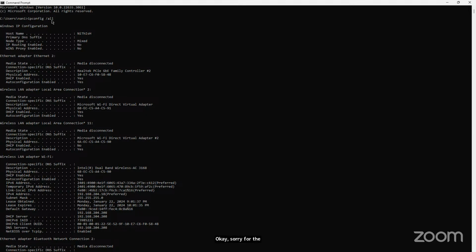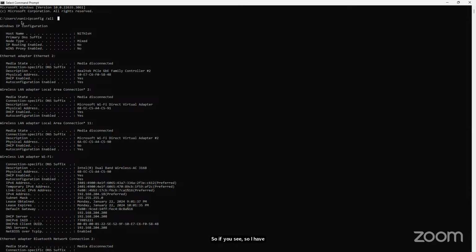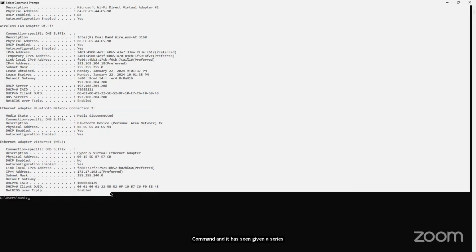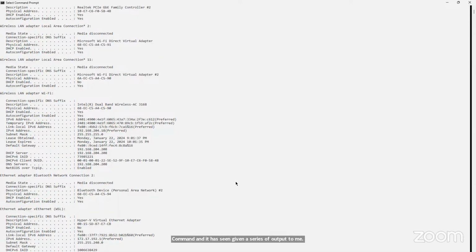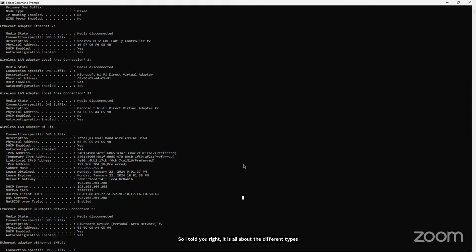So I'll just repeat the part which I have executed on the command prompt. I opened the command prompt and typed the ipconfig/all command, and it has given a series of output. It is all about the different types of NICs available on my laptop. If you type the same command on your laptop, you will get a different set of NICs.